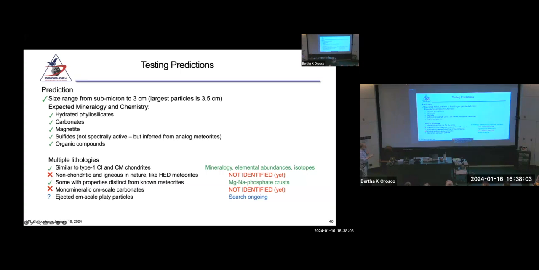We're definitely looking at a lithology similar to type 1 chondrites. We're not going to say it's a CI chondrite or a CM chondrite. There's enough differences to say that it's like those, but it's not necessarily maybe from the same asteroid. No sign of the igneous non-chondritic particles like the vestoids or the HED meteorites. Definitely properties distinct from known meteorites. We're just getting into the physical properties, strength and moduli. But already the magnesium sodium phosphate crusts are something we've never seen before in our meteorites.